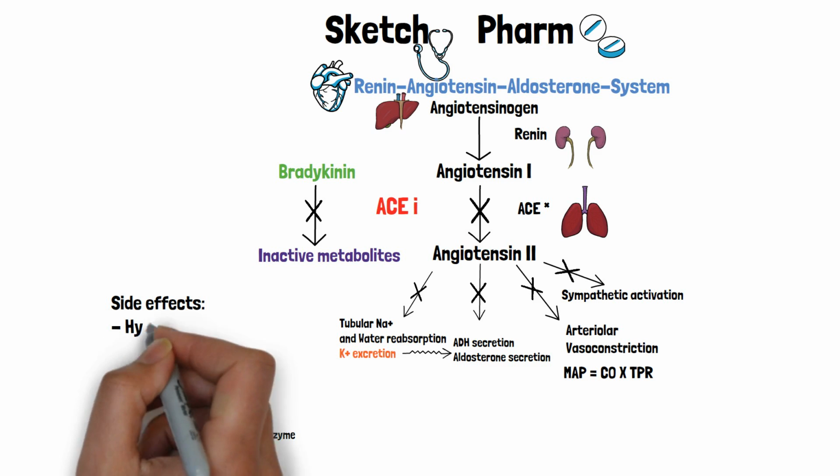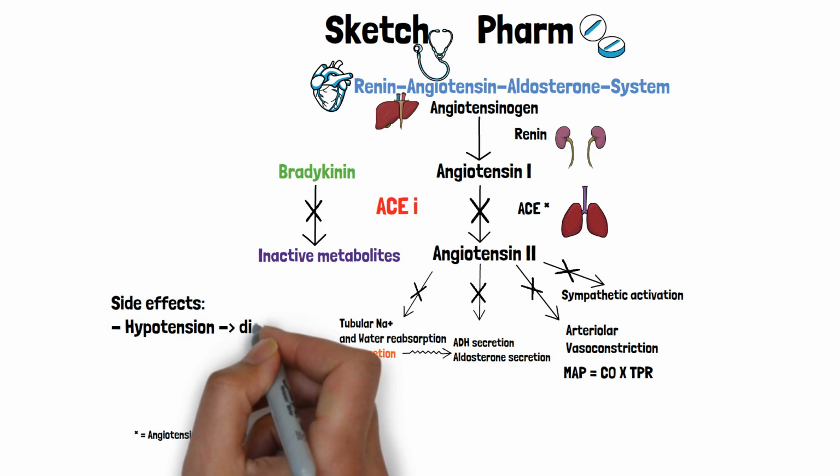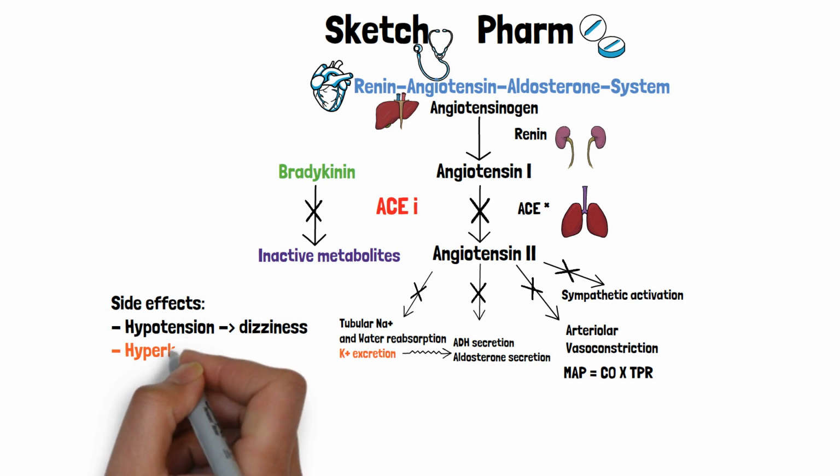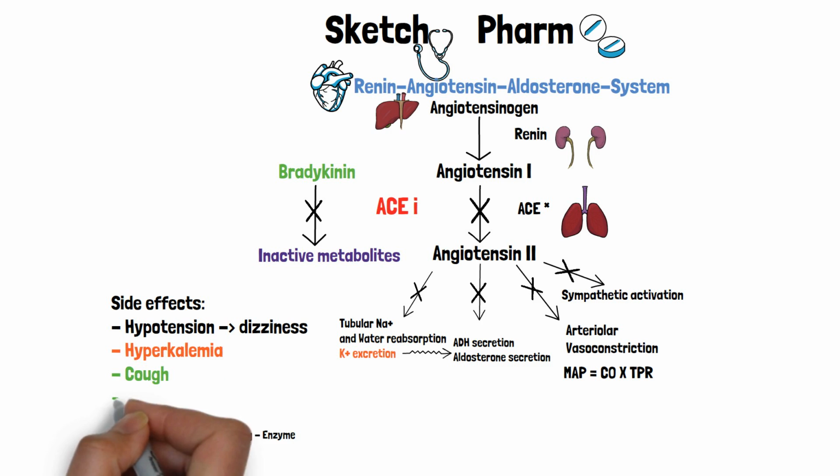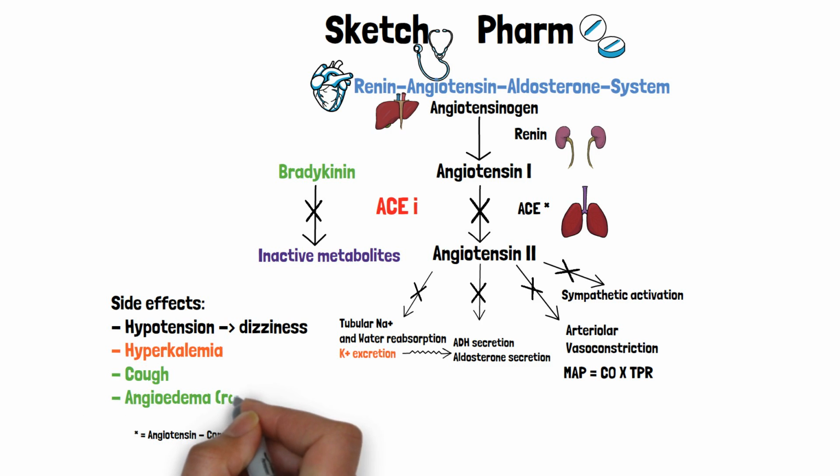Side effects of ACE inhibitors, as a result, would include hypotension and asymptomatic dizziness, hyperkalemia as a result of a reduction in potassium excretion by aldosterone, and also cough and angioedema, and these are both secondary to the buildup of bradykinin.